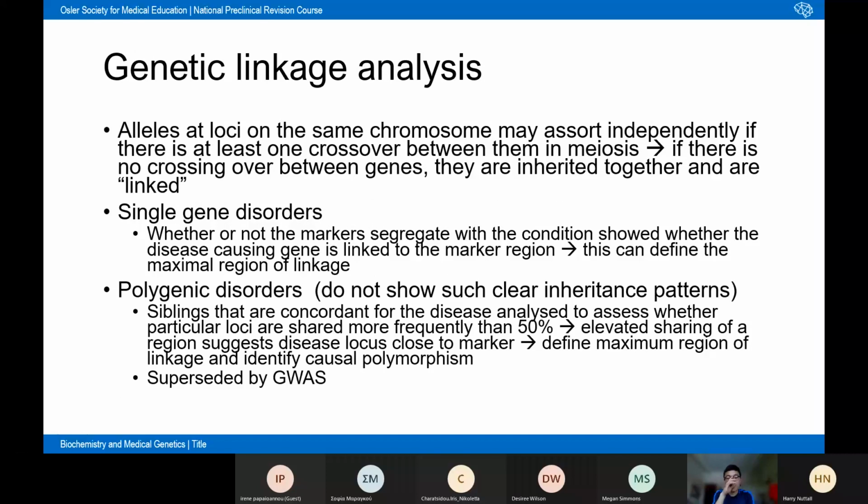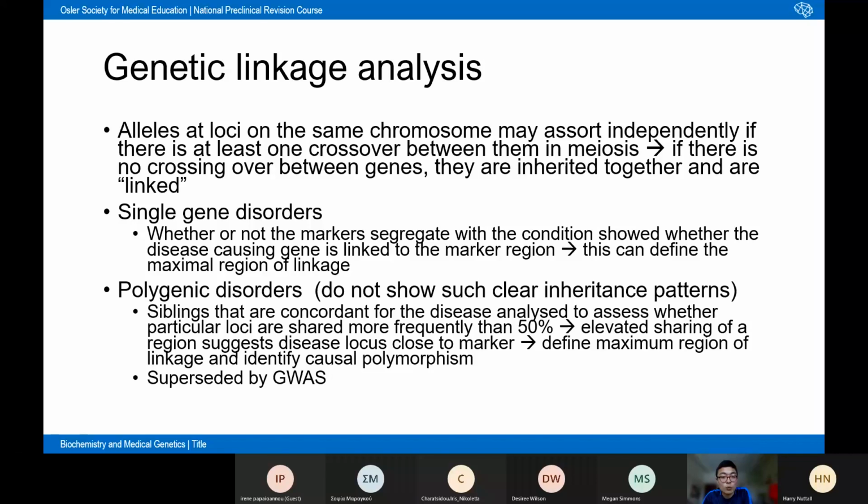And so this lays the foundation for genetic linkage analysis. Typically, alleles at loci on the same chromosome may assort independently if there are crossover events between them in meiosis. If there is no crossing over between genes or loci, then these genes are inherited together and therefore are characterized as being linked.